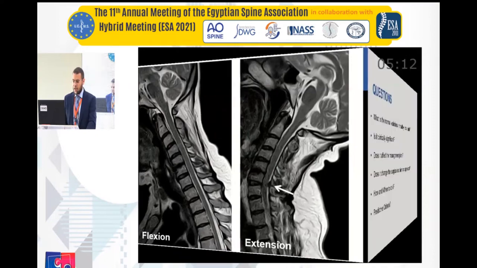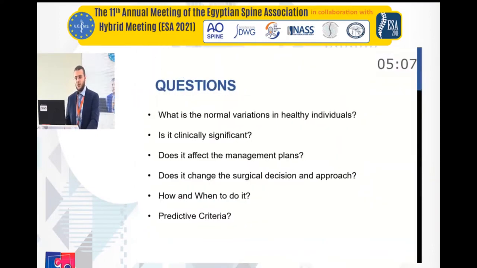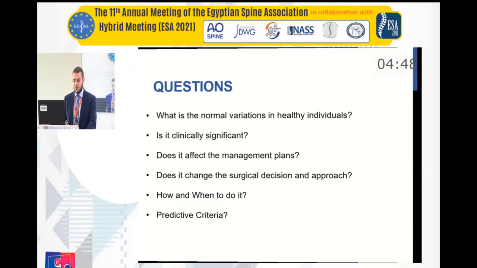So the question is, we have a normal physiological change that happens while we are moving our neck. But what's the clinical significance of this? Is it going to change your management plan, your decision, instead of going from the front, to go from the back? And how do we do this, and what are the predictive criteria? Who is the patient that I need to ask for a dynamic flexion-extension MRI for?